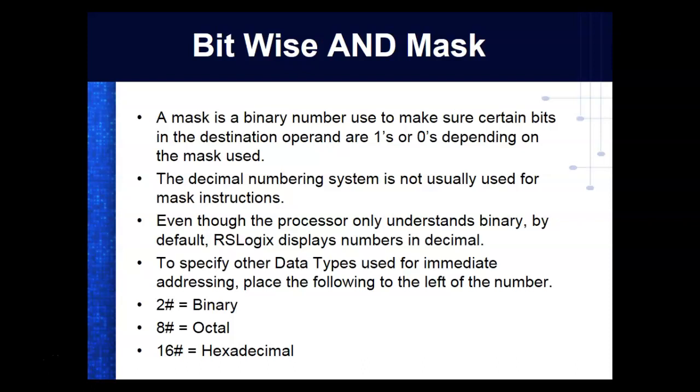To specify the data type for immediate addressing, you place a prefix. For binary, you put a 2 and a hashtag. It used to be the number sign, but now we call it hashtag. Then 8 hashtag gives you octal, and 16 hashtag would be hexadecimal. This is for immediate addressing.